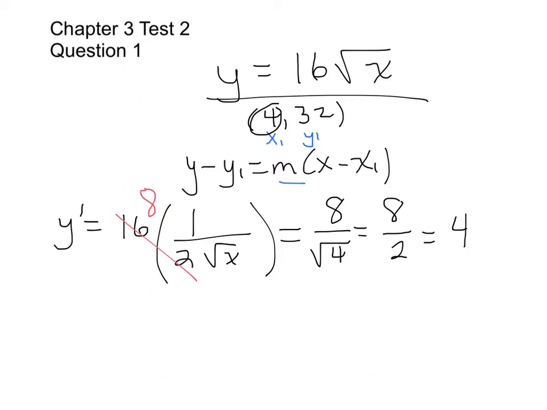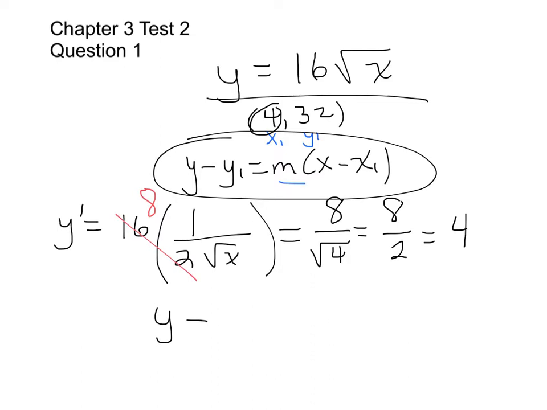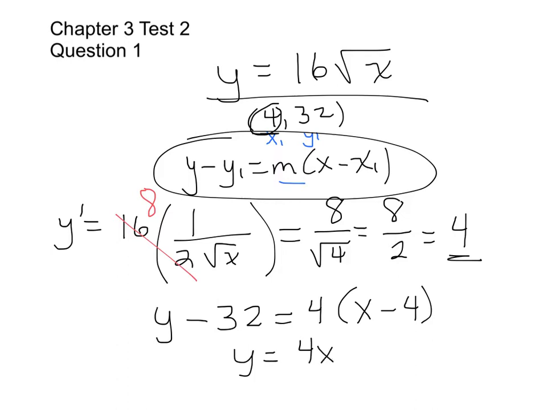So now all I have to do is plug all these values into this equation. So y minus y1, which is 32, equals my slope, which I just found, times x minus my value of x1. And you could solve it for y if you want to, and you'd get 4x plus 16.